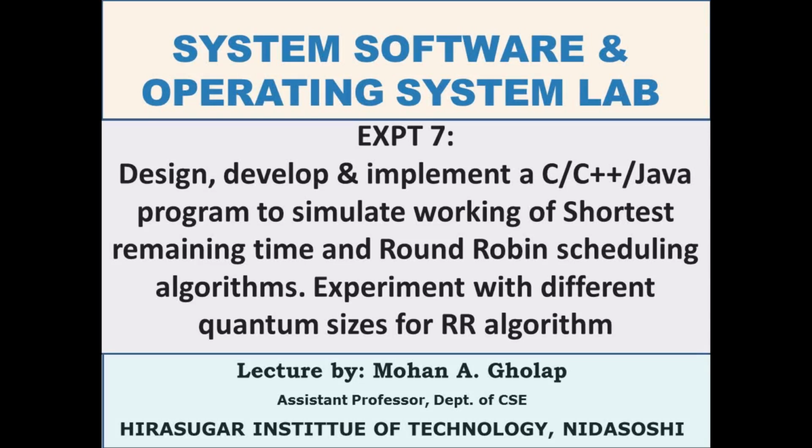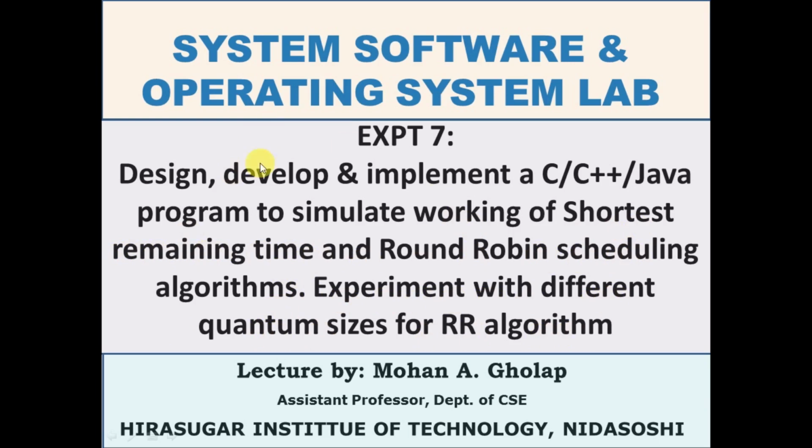Dear students, today we'll see experiment number 7 from System Software and Operating System Laboratory. The aim of this experiment is to design, develop and implement a C or C++ or Java program to simulate the working of shortest remaining time and round robin scheduling algorithms. Experiment with different quantum sizes for the RR algorithm.